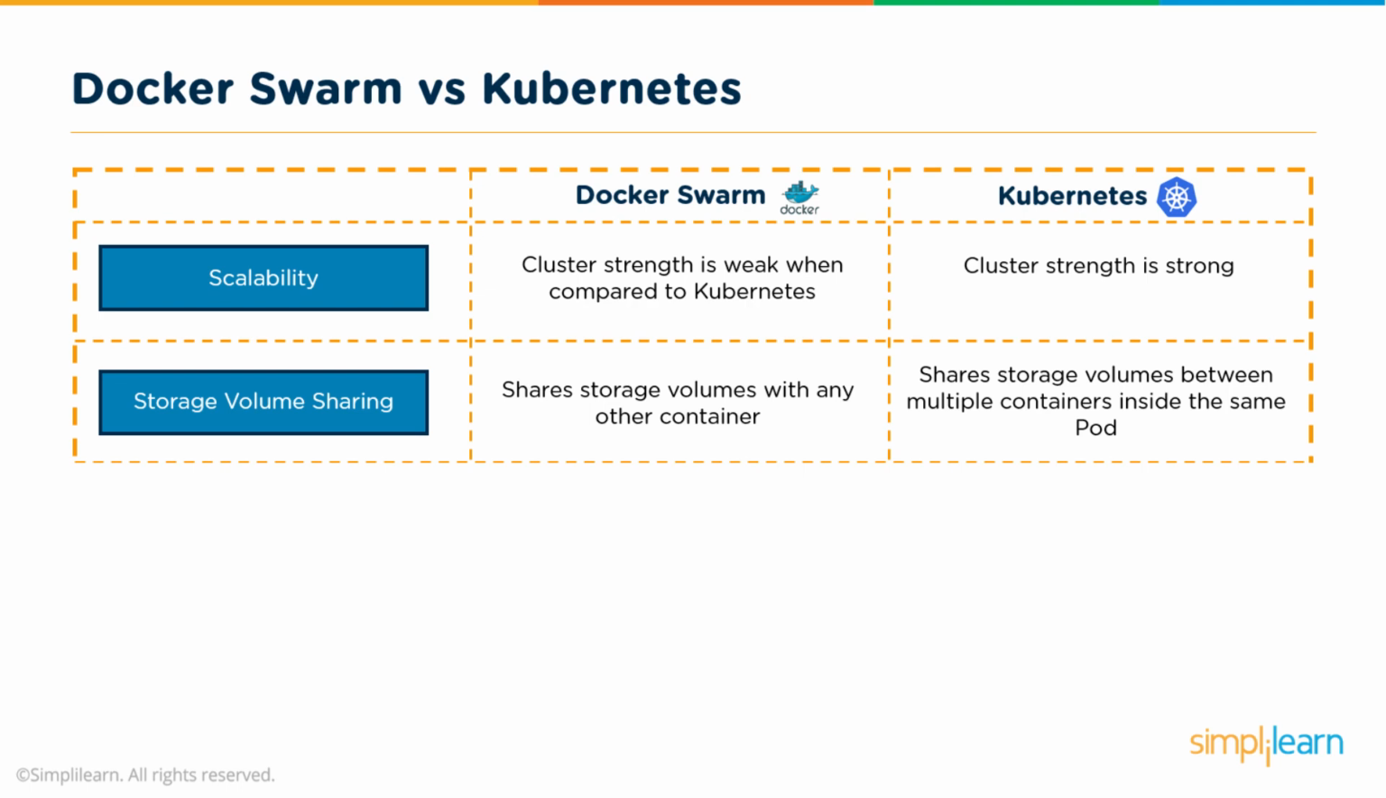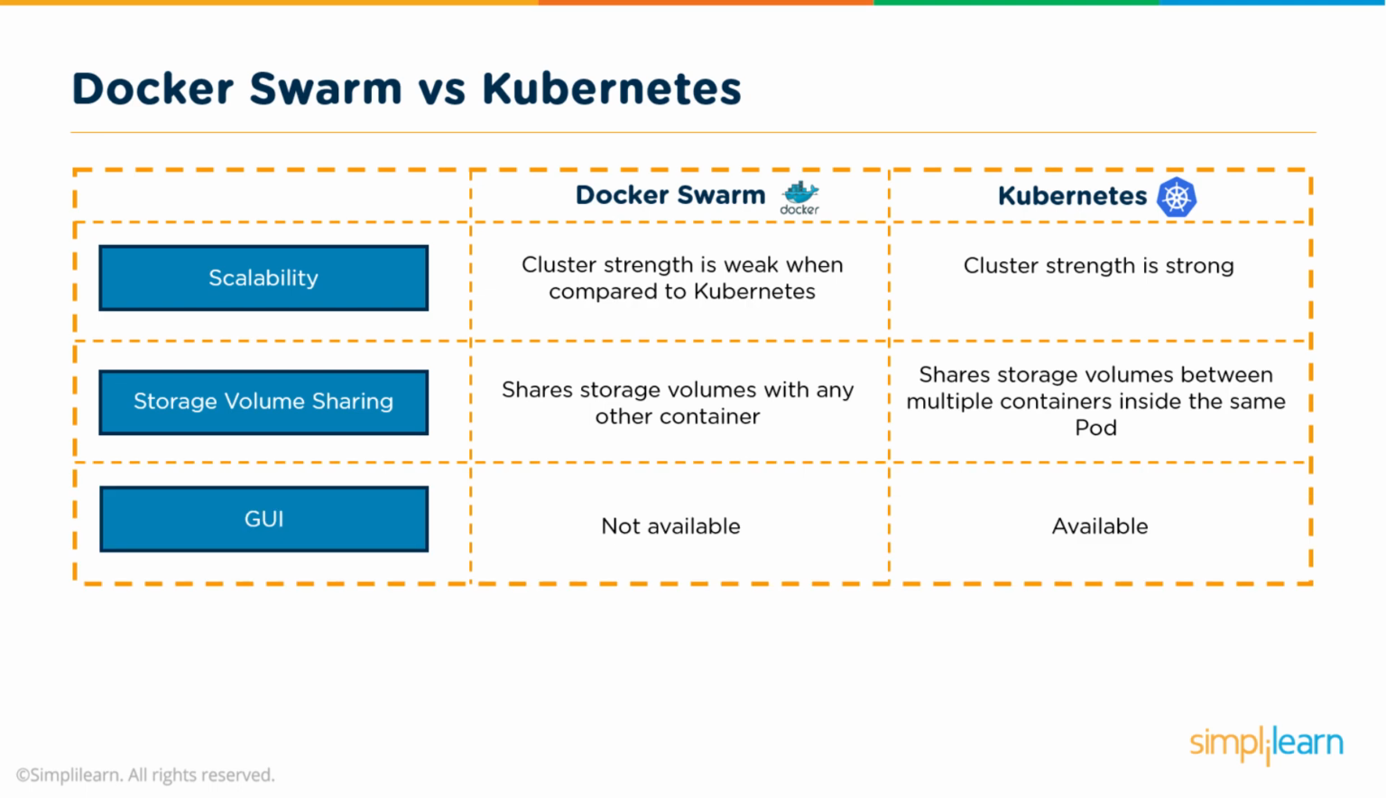With Docker, you can actually do it with any container that is managed by the Docker Swarm, whereas with Kubernetes, it manages the storage with the pod, and a pod can have multiple containers within it, but you can't take it down to the level of the container. Interestingly, Kubernetes does have a graphical user interface for being able to control and manage the environment.